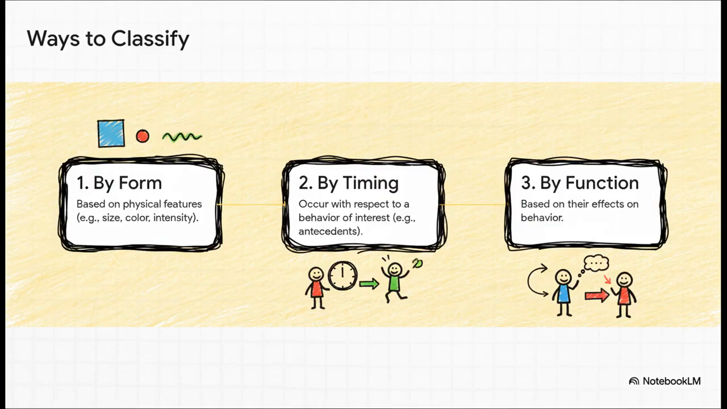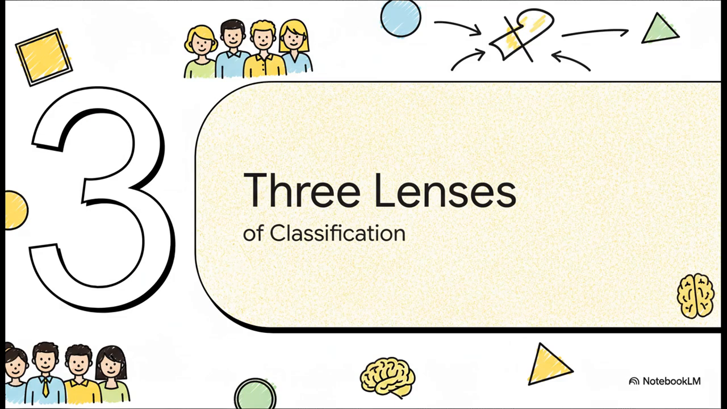So, how do we group then? How do we decide what goes into a class? Well, behavior analysis gives us three main ways to do this, three different lenses we can use to look at the world. We can group stimuli by their form, what they look like, sound like, feel like. We can group them by their timing, when they happen in relation to a behavior. Or, and this is a big one for our clinical work, we can group them by their function, by the effect they have on behavior. So let's go ahead and put on our behavior analytic glasses and really zoom in on each of these three lenses.